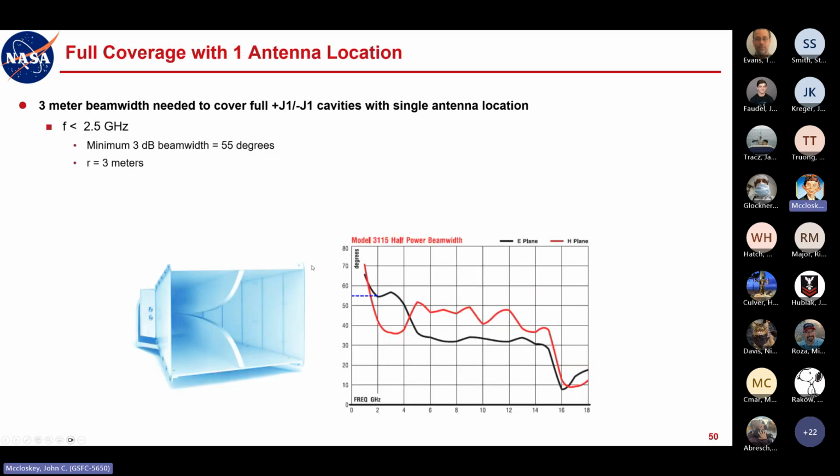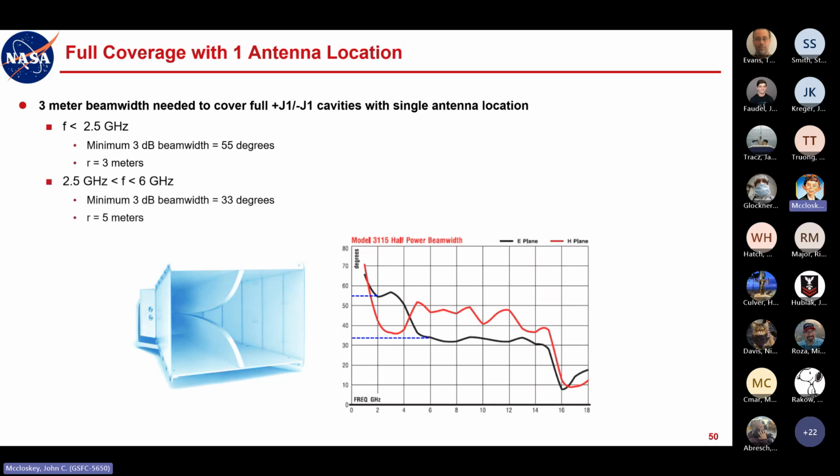So below 2.5 gigahertz, looking at the beam width curve, the minimum 3 dB beam width was 55 degrees. So there we could achieve that if we put the antenna 3 meters away from the cavity.